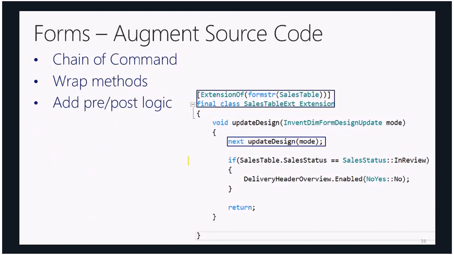In this example, I'm adding code after the core call and updating the UI based on a custom enum value I added in my extension project. We will talk more in detail about chain of command throughout this talk, so don't worry if it's not super clear at this point yet.